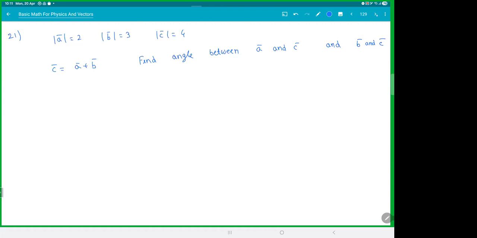How do we do this? Cos inverse 11/16. Okay, that's alpha. How did you get cos? I'm asking you alpha and beta.